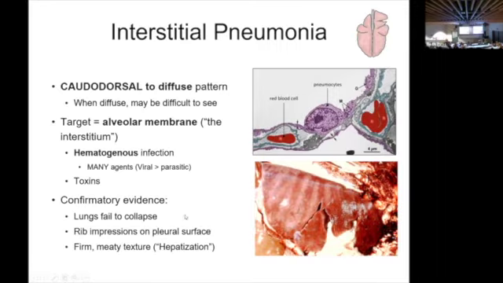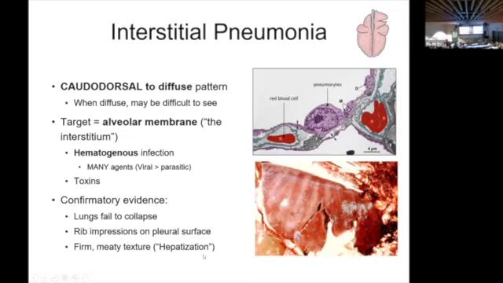Rib impressions on the pleural surface. So see all these white stripes here? Not only have the lungs failed to collapse, they were so large in the chest cavity that they're actually pushing against the ribs. And these are basically alternating bands of congestion, right? Because when you're putting pressure on an area, blood will be pushed out of that region. So where the ribs are, there's been pressure. These lungs are actually too big. They're pushing on the inside of the chest cavity and it's left impressions of the ribs on them. So that's another major indicator that you've got interstitial pneumonia.